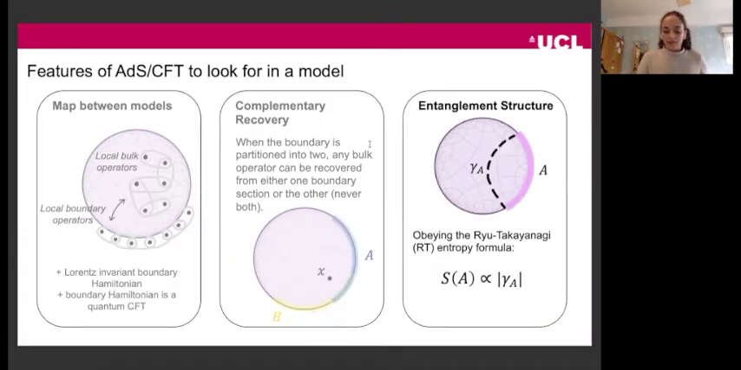And then the final feature that we're going to consider is the entanglement structure of AdS/CFT. As Tamara said, there's this link between entanglement and geometry, which is described by the Ryu-Takayanagi entropy formula. This states that if you take the entropy of some state on the boundary that's supported on region A, then this should be proportional to the area of the minimal geodesic that cuts through the bulk. And this has quantum corrections, but it should be correct up to leading order for any boundary subregion A.